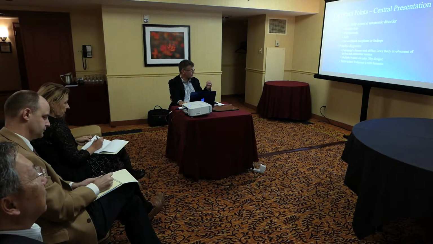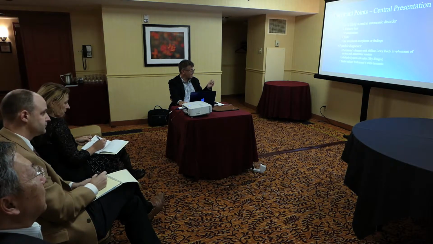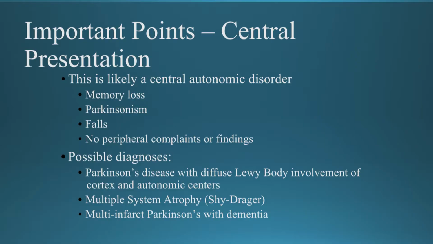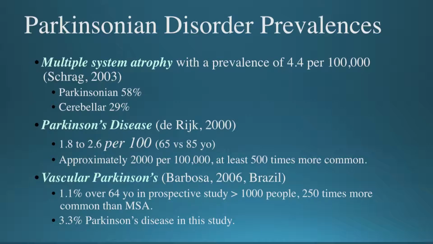So is this a central or peripheral disorder? Clearly you've got memory loss, Parkinsonism, falls, and very few peripheral complaints or findings. So the possible diagnoses would include Parkinson's disease with diffuse Lewy body involvement, multiple system atrophy, or maybe a multi-infarct Parkinson's with dementia. And this just covers some of the prevalences, which I think really the only point I want to make is that Parkinson's disease is about 500 to 1,000 times more prevalent than multiple system atrophy.